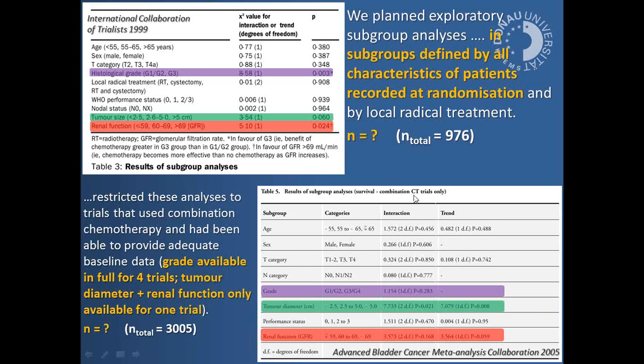And if you look now at the systematic review, this was made with individual patient data, they restricted these analyses just to the studies with combination chemotherapy, because we saw there are different effects because of different chemotherapy regimes. And we see, for example, that in the trials, the grade was available in full for 4 trials, but tumor diameter and renal function were only available for 1 trial.